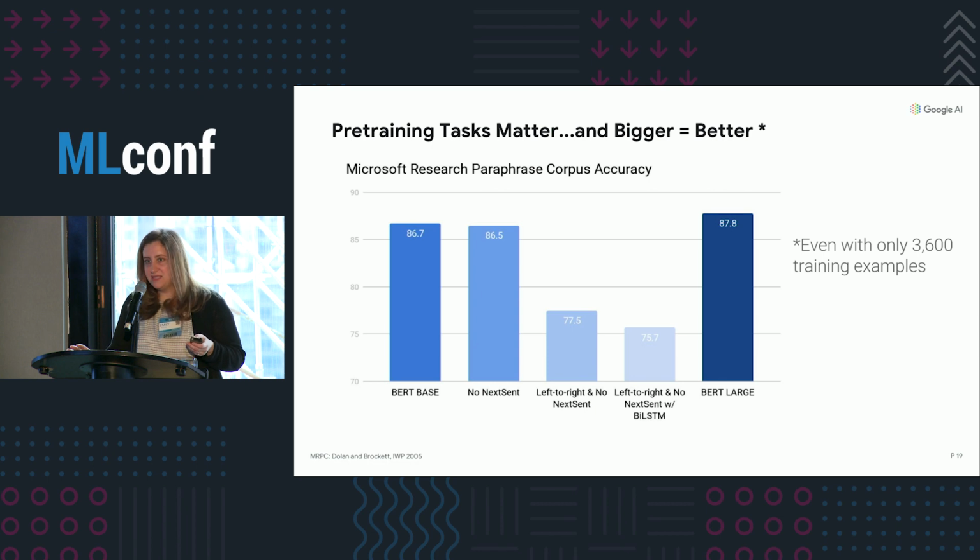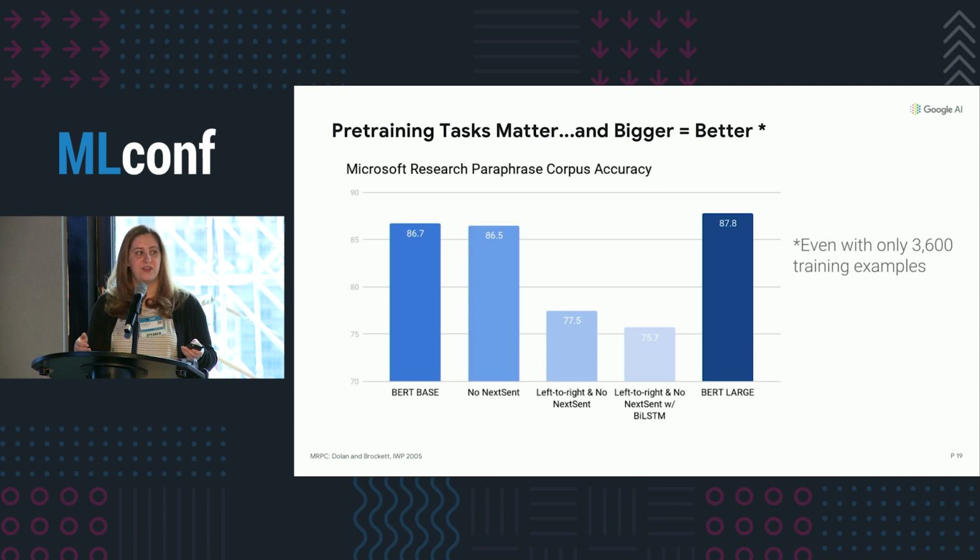Now, if you replace this bidirectional training with left to right, and you only let your self-attention go back to the left, then your accuracy drops drastically. So then it goes down to 77. So you're really, really hurt by not having the bidirectionality. That's where most of the modeling power comes from.